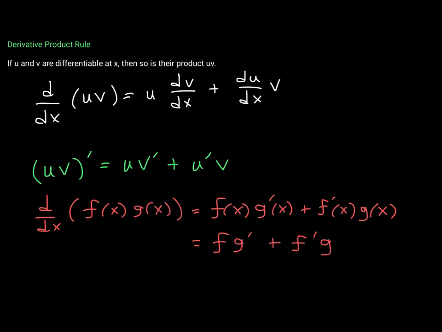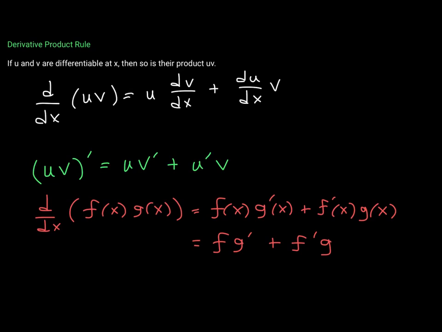We multiply f by g prime, and then we multiply g by f prime. These are just 3 or 4 different ways of saying the same thing. So whichever way helps you better understand the rule, I would say gravitate toward that notation.